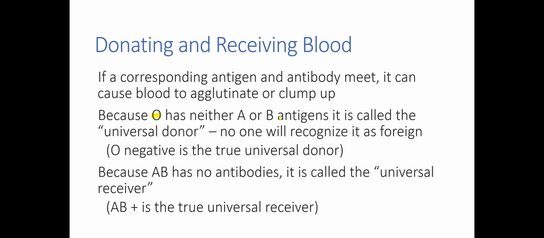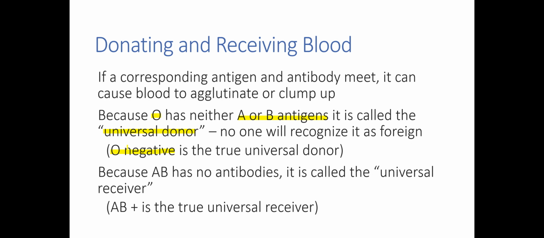Now O did not have antigens, and so it doesn't have these proteins that other cells can recognize as foreign, and so we call the type O person the universal donor. Now I do want to be more specific and say that it's really O negative, because you cannot give a negative person positive blood. So if we include the Rh factor, O negative is the true universal donor. So if you have O negative blood, I guarantee you they're going to want your blood. They're going to want you to donate, because they could give that to pretty much anyone.